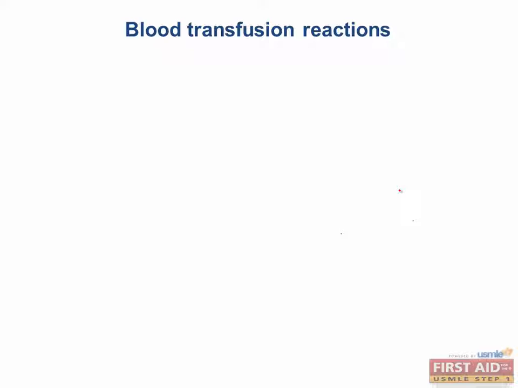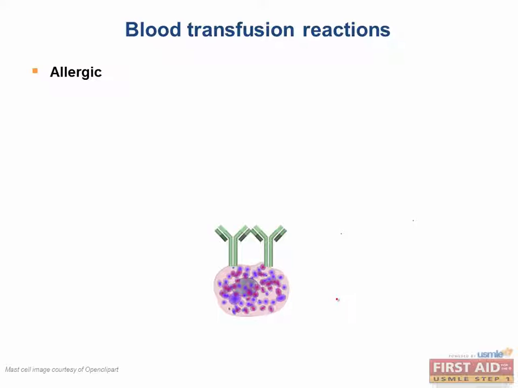So even though we try to prevent them, sometimes we still have blood transfusion reactions. There are 4 main types that you should know. We'll talk about each one of them briefly. The first one is just a mild allergic reaction. And recall the mechanism of allergy. What type of hypersensitivity? Type 1, involving mast cells with IgE on their surface.